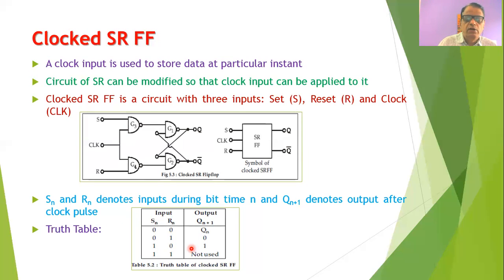And when Sn is equal to 1 and Rn is equal to 1, then this state is not used in case of SR flip-flop, because both the outputs Q and Q bar will try to become the same, and this is against our logic. So one can easily observe that there is no change in the truth table of the SR flip-flop. The only thing is that here we have made a provision of applying the clock pulse, so that whenever we apply the clock pulse, then at that instant the data will be stored in the SR flip-flop.